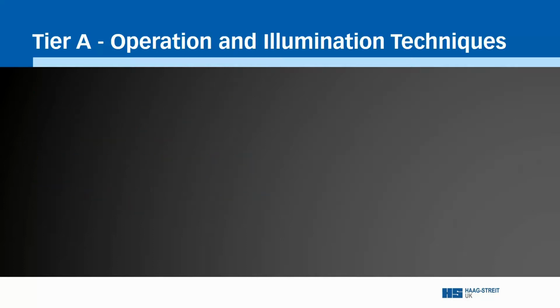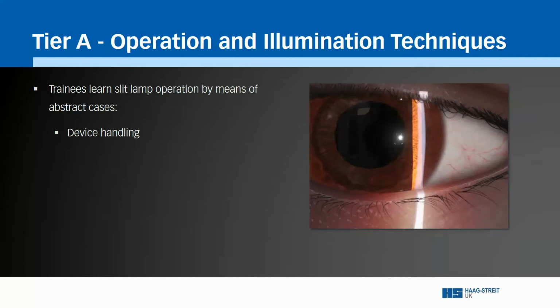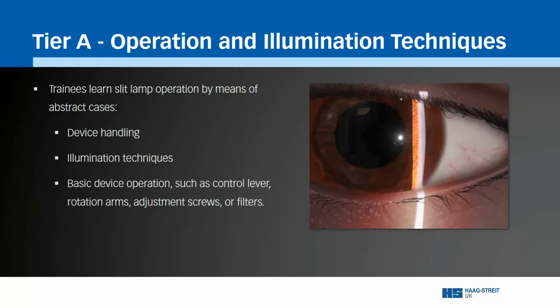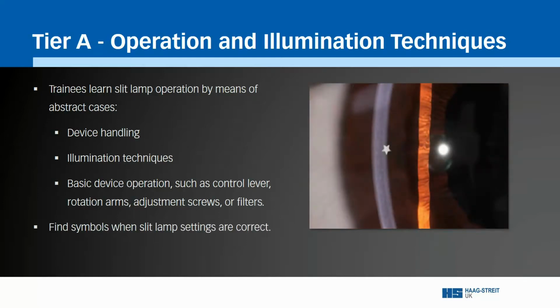The first tier of content deals with slit lamp operation and illumination techniques. Tier A of the Eyesi Slit Lamp curriculum consists of simple, abstract tasks for practicing device handling and illumination techniques. Visual cues provide step-by-step guidance, helping trainees explore the operation, function and effect of slit lamp controls. Tasks in Tier A include finding and focusing on different symbols to confirm factors such as focus, magnification and illumination angles.